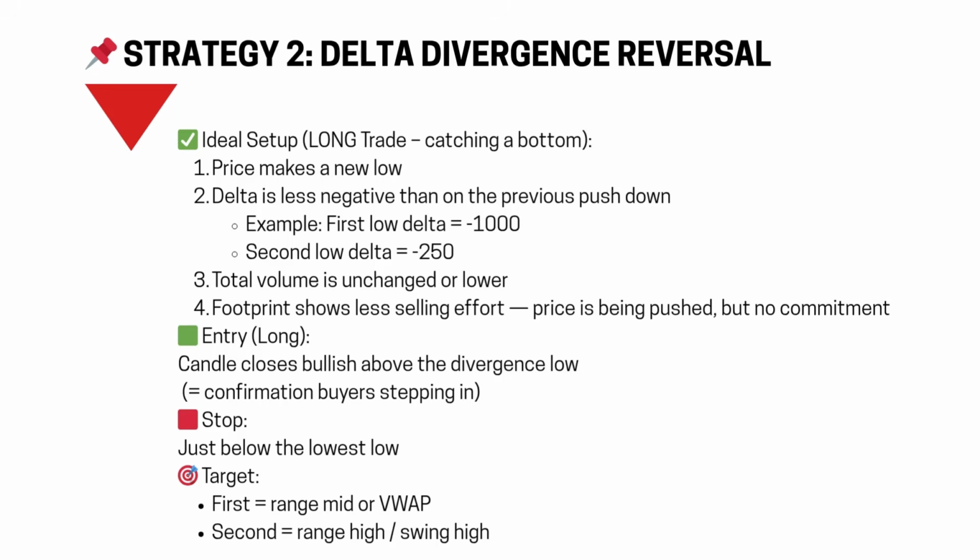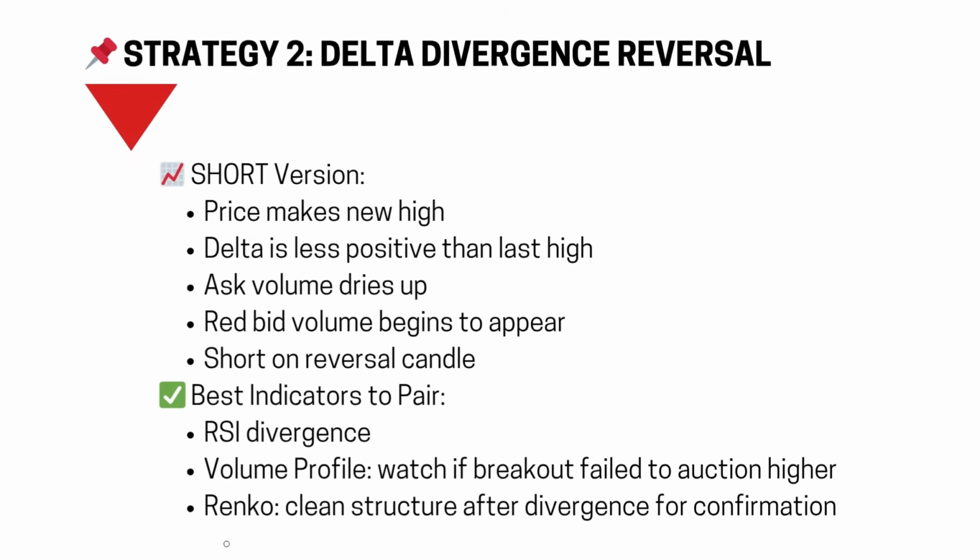Let's quickly look at the short trade scenario. So to the downside, price makes a new high, delta is less positive than the last high, ask volume dries up, red bid volume begins to appear, and short on the reversal candle. Now also put in here, like in the first strategy, best indicators to pair with: RSI divergence, volume profile, watch if a breakout failed to auction higher, but also just chucking in the start of ideas around the Renko chart because of its clean structure. Would be very useful here as well after divergence for confirmation.